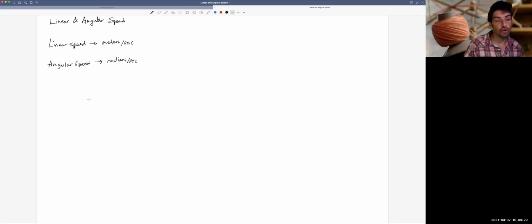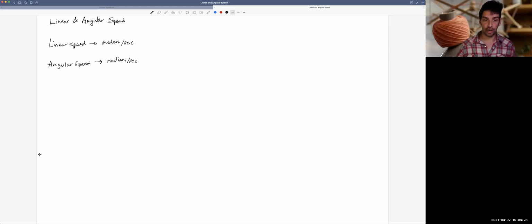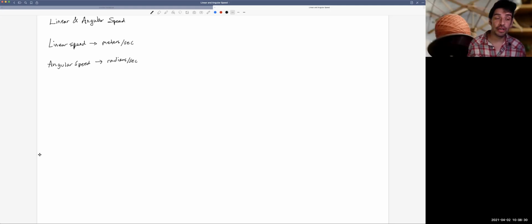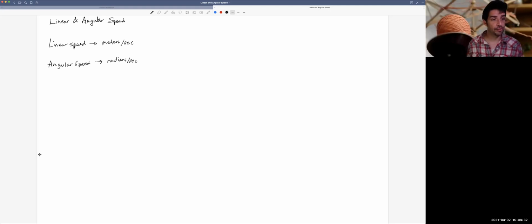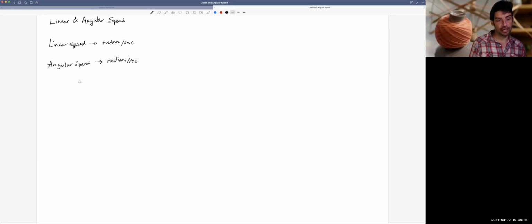Okay, so one thing to note about this, right? If me and a friend are in a car and the car is traveling at some linear speed, we're both going to have that same speed. If the car is traveling 30 miles per hour, we're going to be going 30 miles per hour. Angular speed is a little more complicated, right?